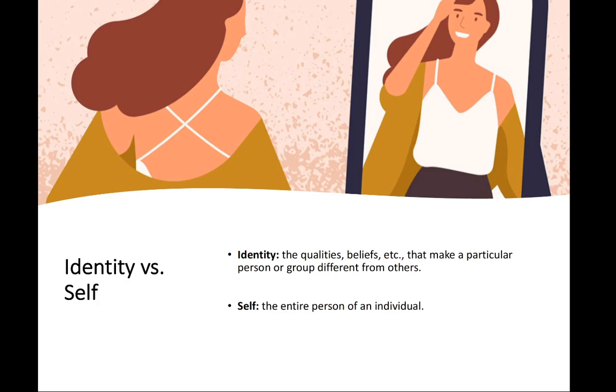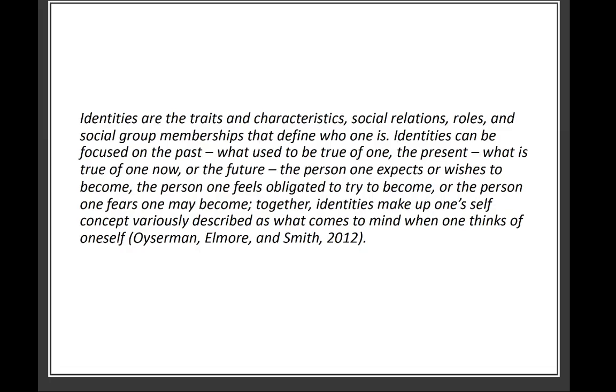Noticeably, the terms self and identity have been loosely interchanged in various literatures, and many people believe that there is a very thin conceptual and functional distinction between the two concepts, and thus perceive them as synonymous. Oyserman, Elmore, and Smith in 2012 further defined and provided a definition that underscores the distinctions and overlap between the self and identity.